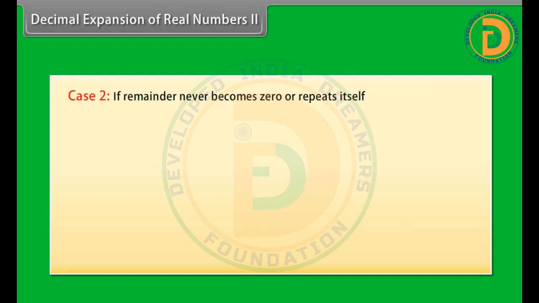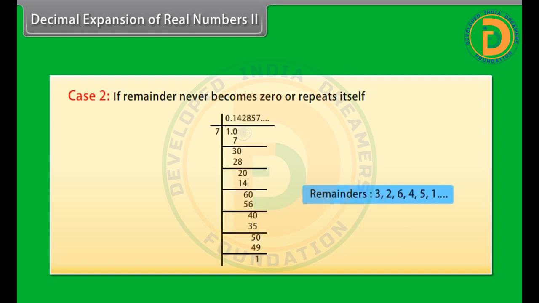Case 2 is if the remainder never becomes 0 and repeats itself, then the decimal expansion of such numbers is non-terminating recurring. Example. Let us now have a look at one example. 1 by 3 is a rational number. The decimal expansion of 1 by 3 is 0.3333 and so on. And we can see that 3 is repeating here. We write it as 0.3 bar.